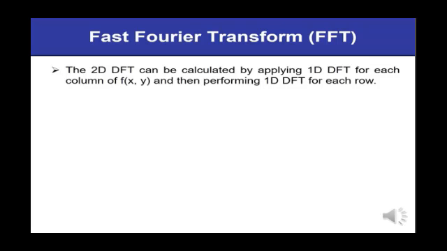Now let's see what is the fast Fourier transform. This is an application of DFT. So let's see what the fast Fourier transform, that is FFT, is. Now 2D DFT can be calculated by applying one DFT for each column of f of x comma y, then performing 1D DFT of each row. So let's see how we can do it in the form of equations.